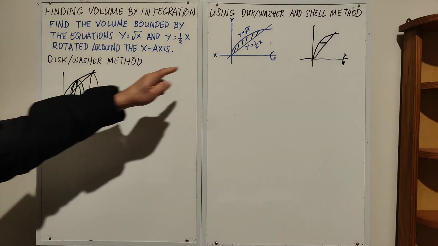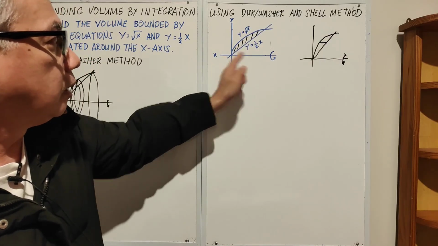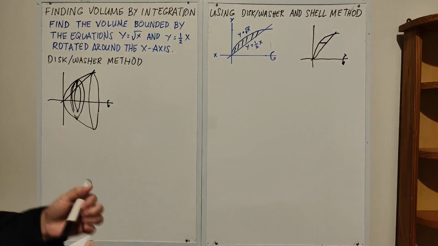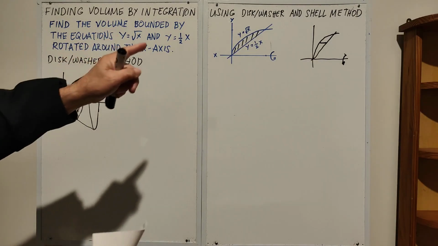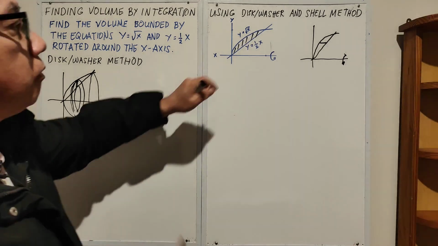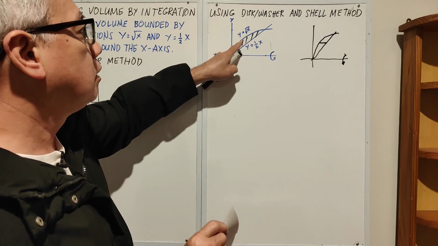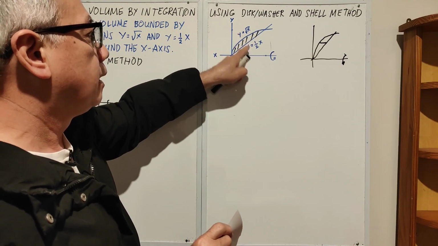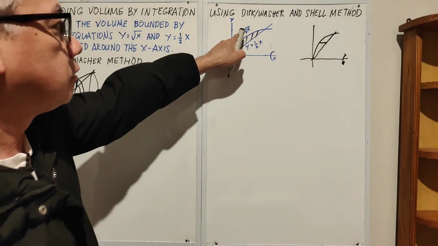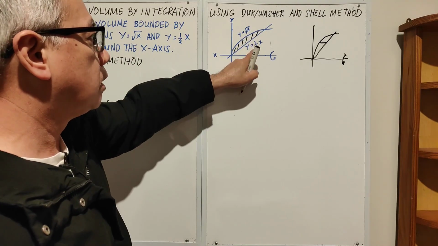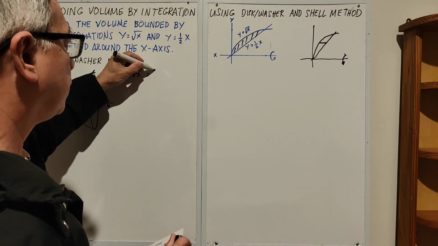Now first what we need to do is to find the point of intersection, so we can have the limits. We know where to stop when getting the volume. As in my previous video, to find the point of intersection, we equate the two equations, and then we can find the x. So y is equal to square root of x equated to y is equal to 1/2 x. You will have square root of x is equal to 1/2 x, or x over 2.